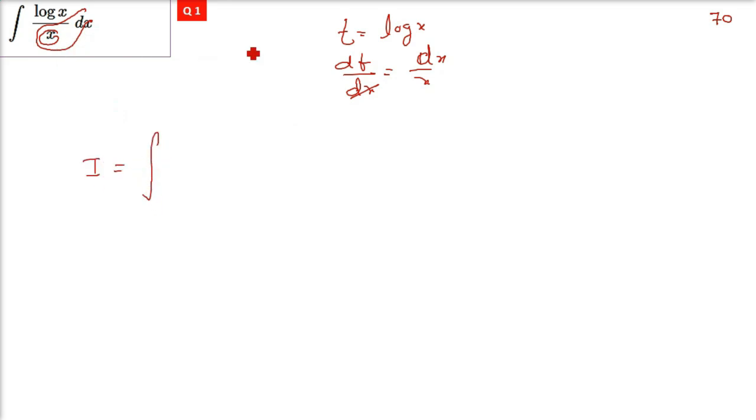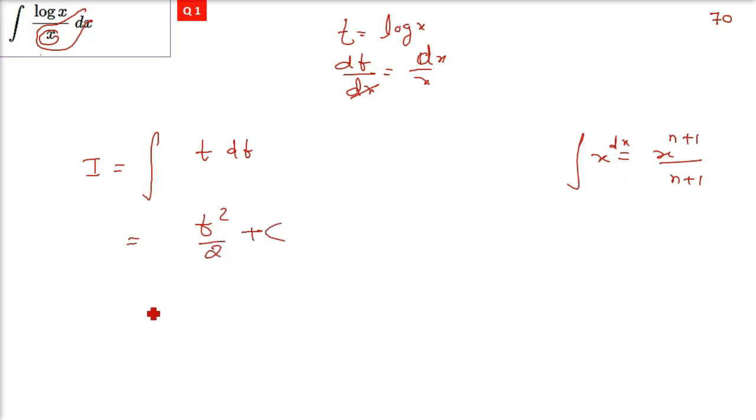So this dx by x we are getting as dt. So the integral will be formed like this. This dx by x is dt and log x we have taken as t, so this will be t dt. And what is the integration of x raised n? It is x raised n plus 1 by n plus 1. So this is t square by 2 plus constant of integration. What is t here? Log x. So log x whole square divided by 2 plus constant of integration, and this is your final result.